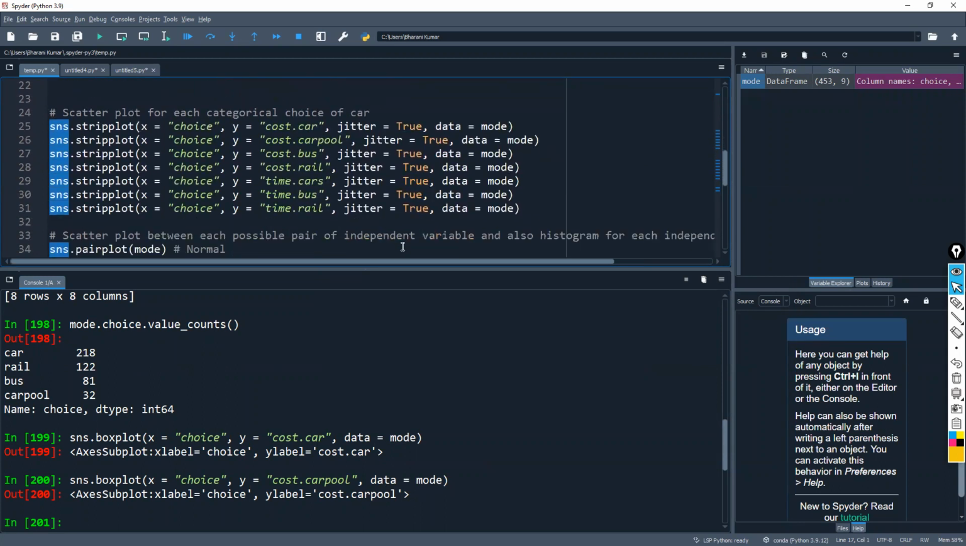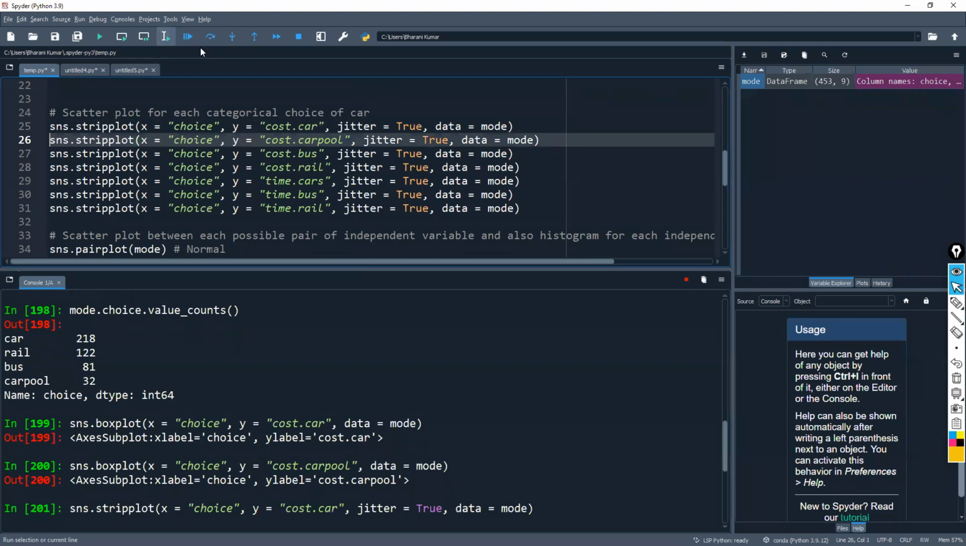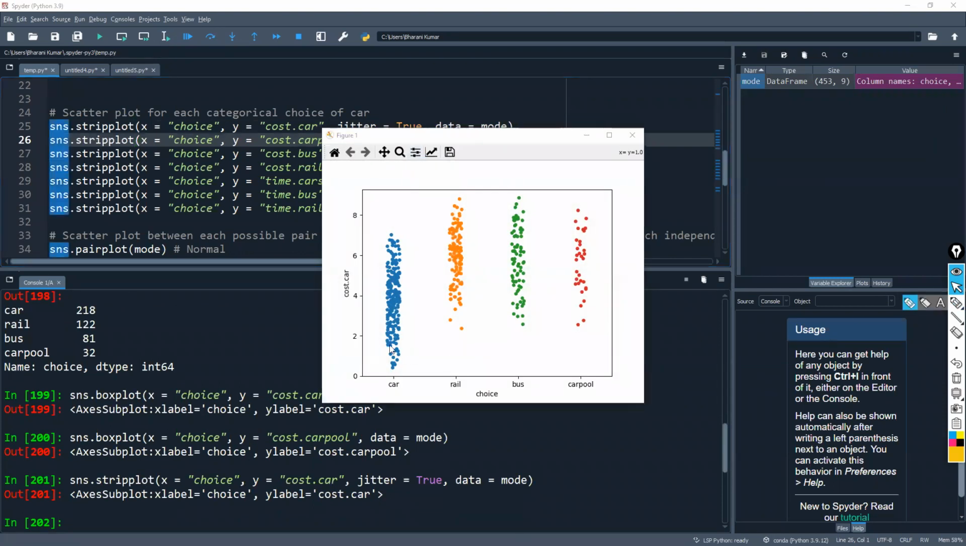Once you draw inferences for each of those, you also have a scatter plot. When I say jitter equal to true, what we are doing is coming up with something called a strip plot. Again, on x-axis, you're having choice. On y-axis, say you have cost of car, jitter equal to true, and data you want to use from this mode. This jitter, if you have the same value, for example here 2, and you have multiple values, it's just going to show all those multiple values by segregating them. It won't overlap one on top of another.